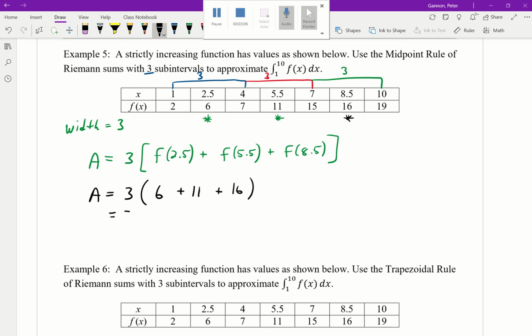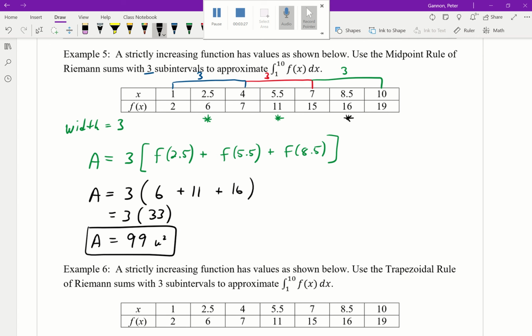Again, we're just going to simplify that down. So 6 plus 11, that's 17. 17 plus 16 is 33. And 3 times 33 is 99. So the Riemann sum gives us an area of approximately 99 units squared.